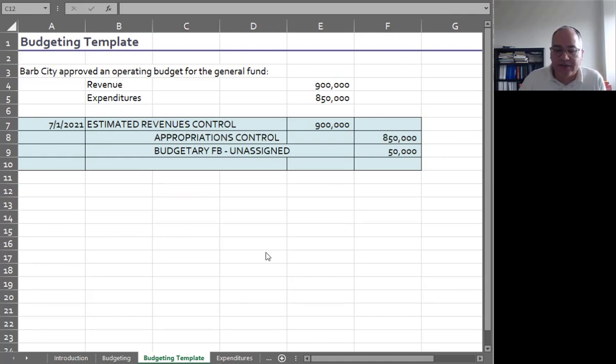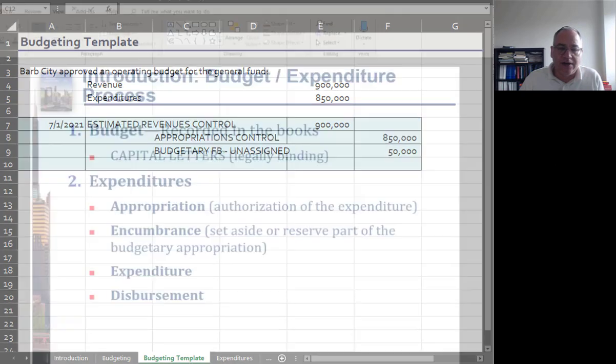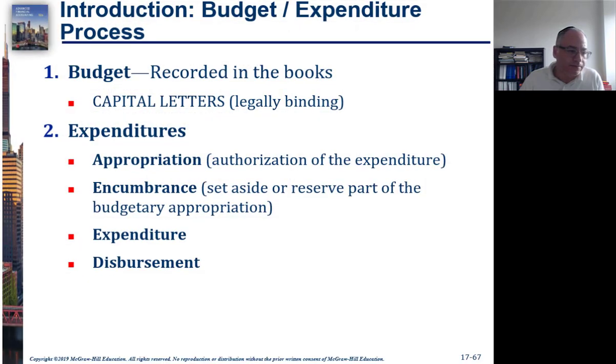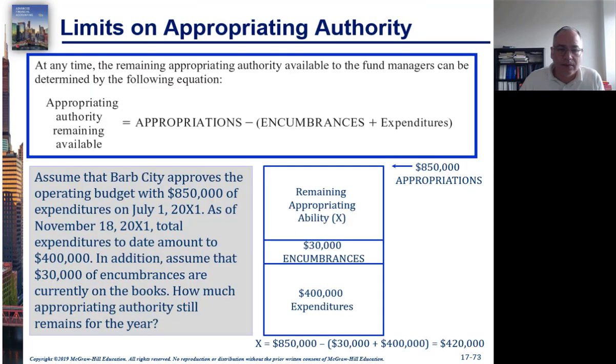Now let's talk about unassigned and spendable and all of this other kind of stuff. The question is always going to be, how much money do I have to spend? So what you would always do is you'd want to look at the total amount available, total appropriations, minus the sum of encumbrances and expenditures. And that would be the amount of appropriations that you have left.